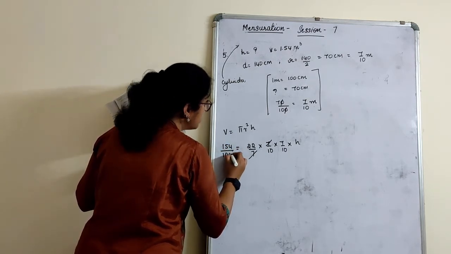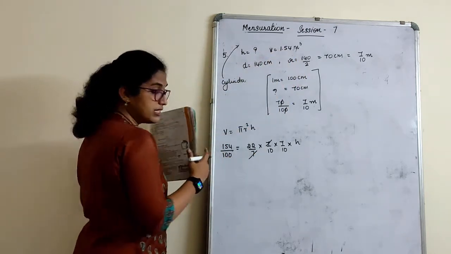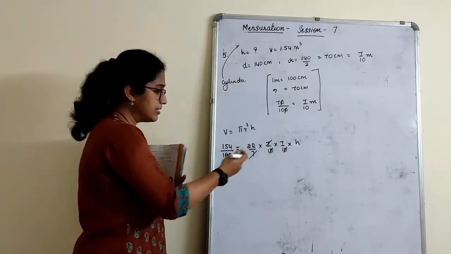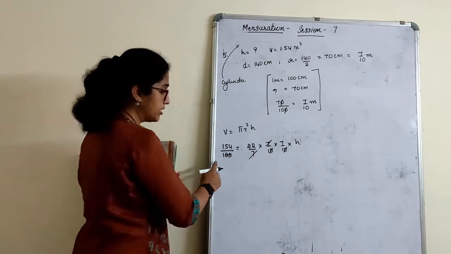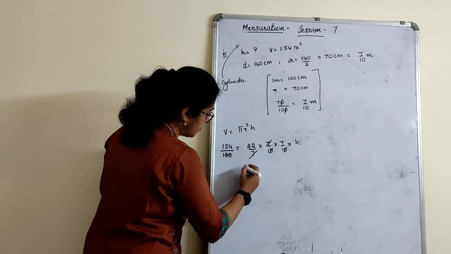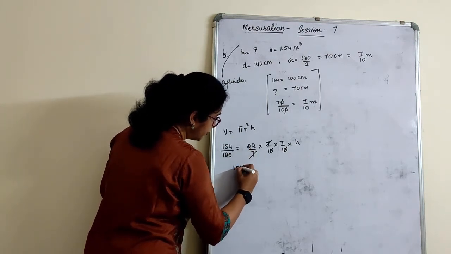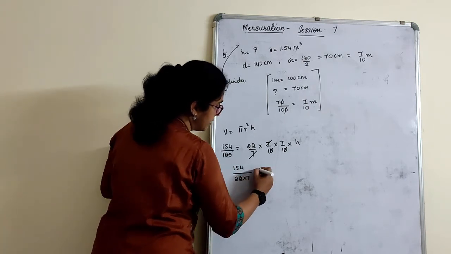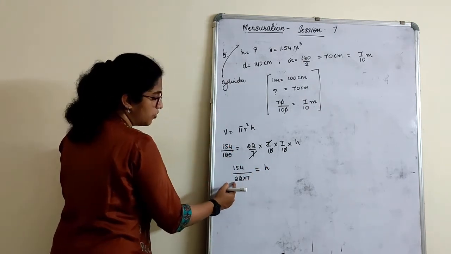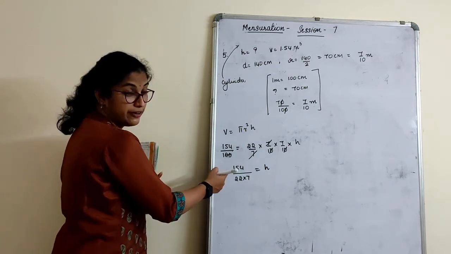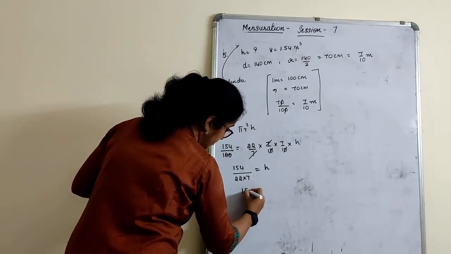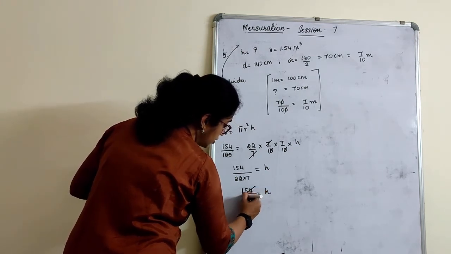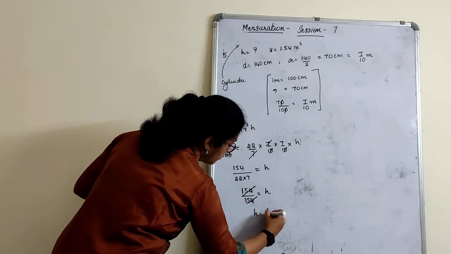Then, if you want, you can write this as 154 by 100. Why? It is point, right? 2 decimals I have taken down. 2 zeros, 2 zeros. Can I cancel? Because if I cross multiply, we can do that. So 2 zeros also have gone. So what has finally left? 154 divided by 22 into 7 is equal to h. What is 22 into 7, children? 154 actually. 154 divided by 154 is equal to h. H is equal to 1 meter.